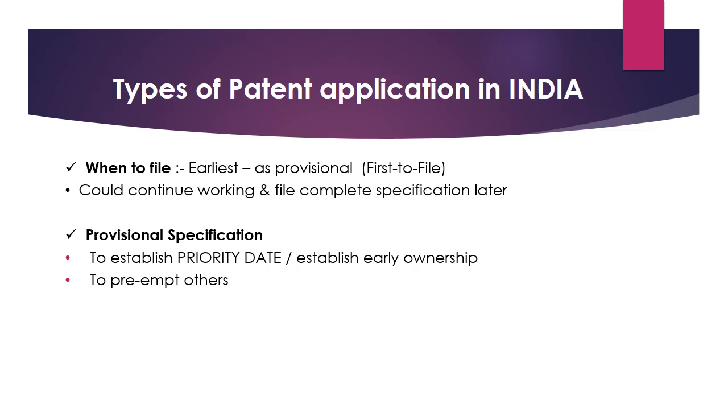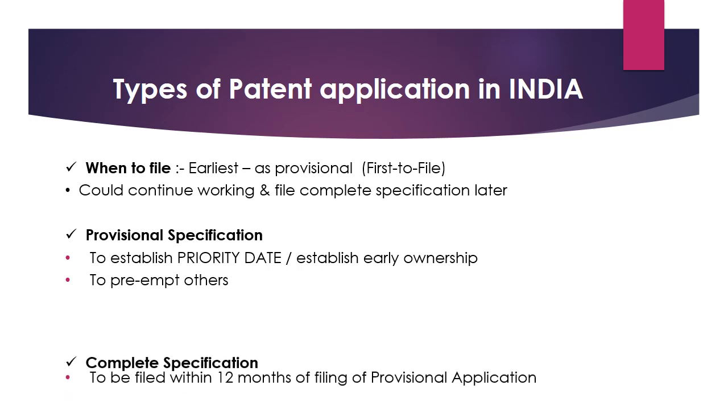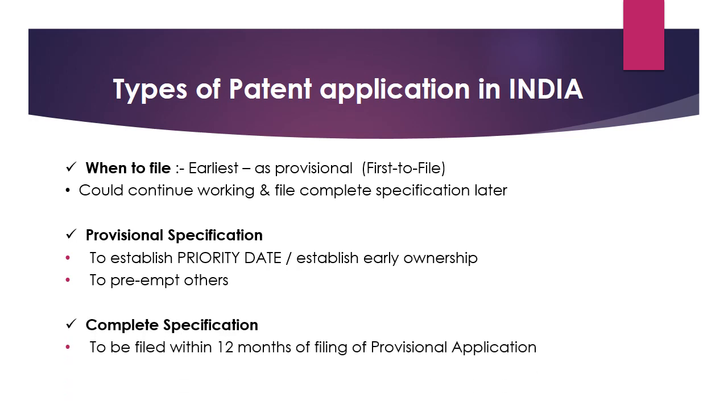So that is the fear of every inventor. In this case, what they can do is file the invention. And the patent office tells you that if you file a provisional application, then they give you 12 months of time to file a complete specification. In the complete specification, you are providing all the details. In the provisional specification, you are not providing all the details.